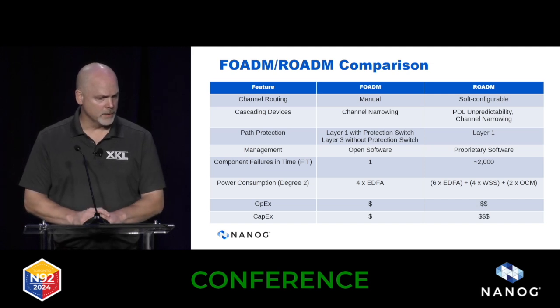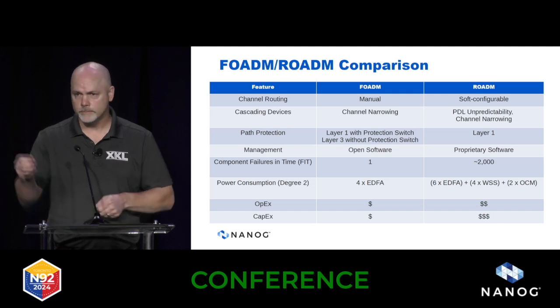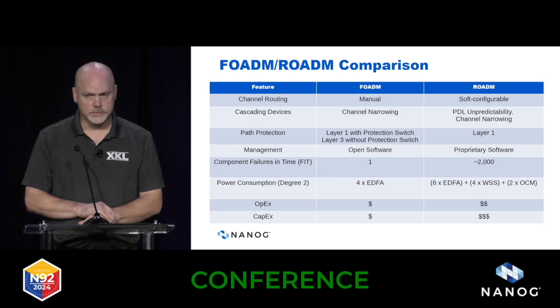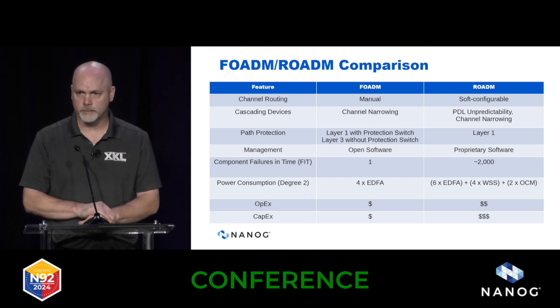And then lastly, a comparison here. The channel routing is done manually, Ma Bell and patch panels for the FOADM, and it's soft configurable, remotely done in a ROADM. You're cascading these devices, which you're probably going to do if you've got a network. You've got at least a couple locations where you're doing add drop. So what does that mean? You get channel narrowing with both technologies, and then you have the PDL unpredictability in a ROADM.